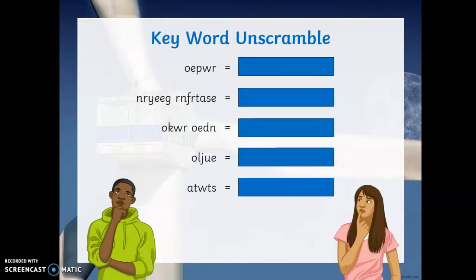So last little bit, before we have a think about the electrical power, is having a go at this keyword unscramble. So here's some keywords. The letters are all jumbled up together. See if you can work out what each of those are. 30 seconds, go.